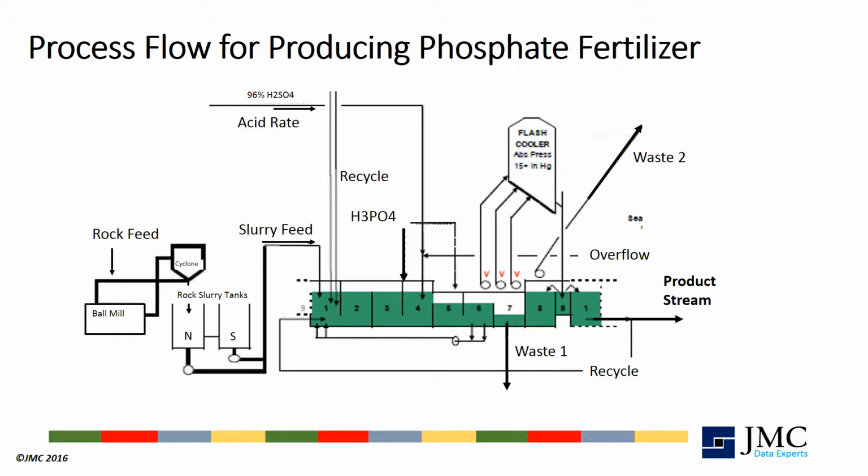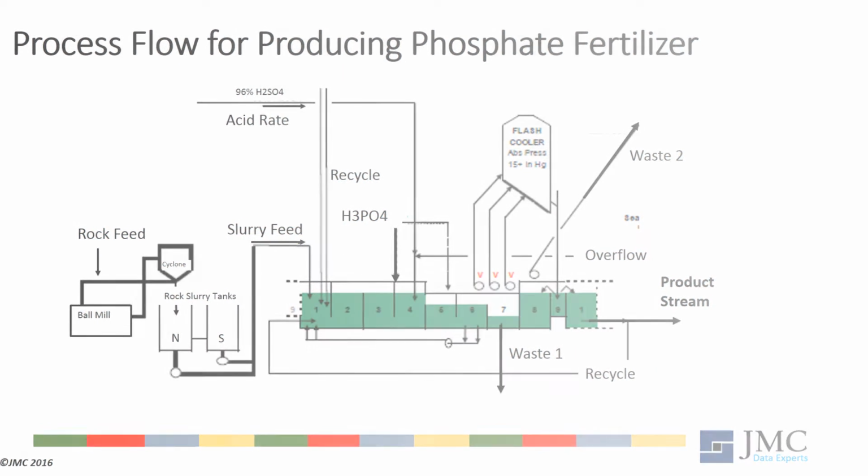The process shown here had many inputs, such as the rate of rock feed to the ball mills, slurry density, flow rates of sulfuric and phosphoric acid, and the rates of several recycle streams. The manufacturer's goal was to minimize the two waste streams from the process, because each 1% mass flow to landfill cost the facility roughly $300,000.